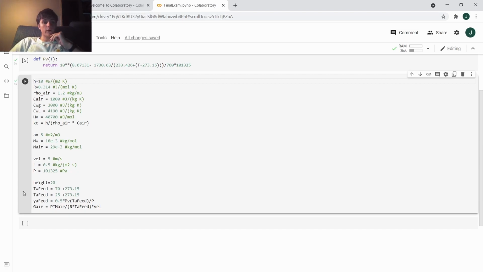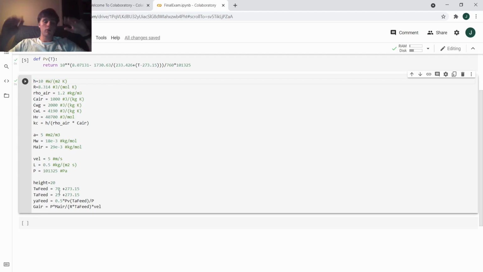And then we also have the temperature of the water coming in and the temperature of the air coming in. The temperature of the water is coming in at 70 degrees Celsius, the temperature of the air is coming in at 25 degrees Celsius. Just remember that we're dealing with a countercurrent heat exchanger essentially. So the water is coming in at the top, going down the cooling tower, and the air is coming in at the bottom and coming up the cooling tower.